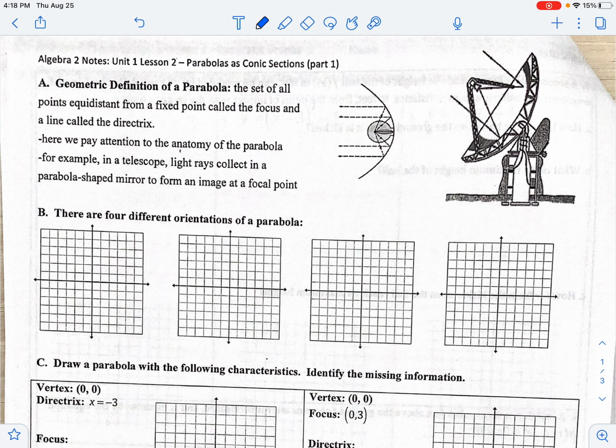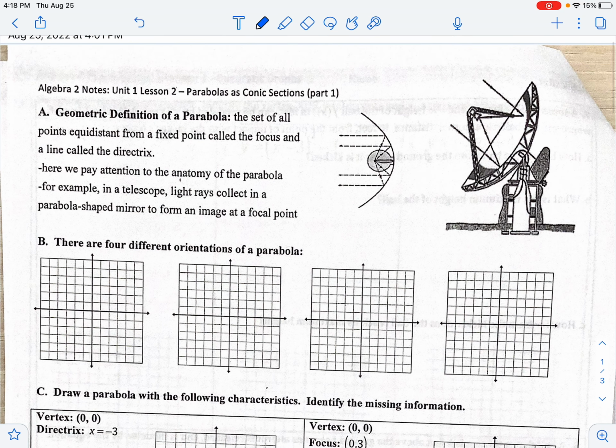So we're going to talk about parabolas. We already talked about parabolas in the previous lesson, but in this one, we're going to talk about different orientations that the parabola can go and what the function would be for that specific parabola.